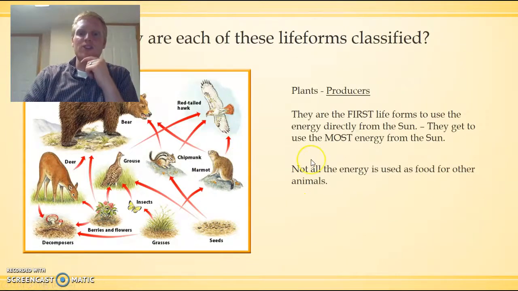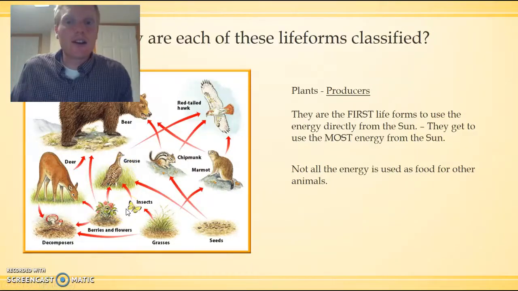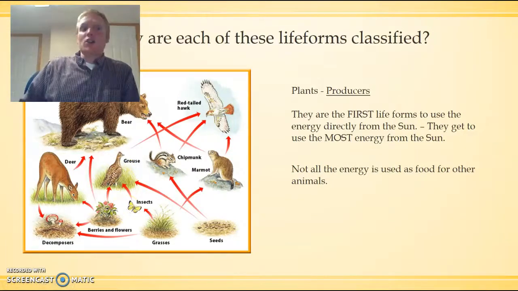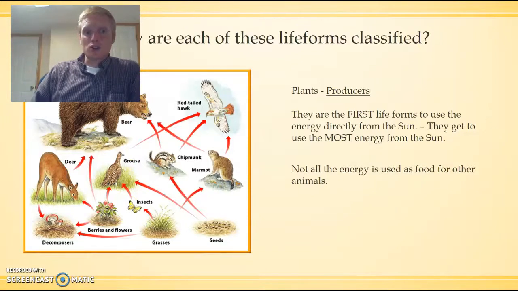Not all the energy is used as food for other animals, and that's important. We talked about how energy doesn't get created or destroyed. It merely gets pushed around or transformed to different life forms. So all of the sun's energy that goes to those producers is not going on to, say, the consumers, the deer, the grouse, or the marmot, or the chipmunk, because these producers also need some energy to grow and to function and to grow their roots.